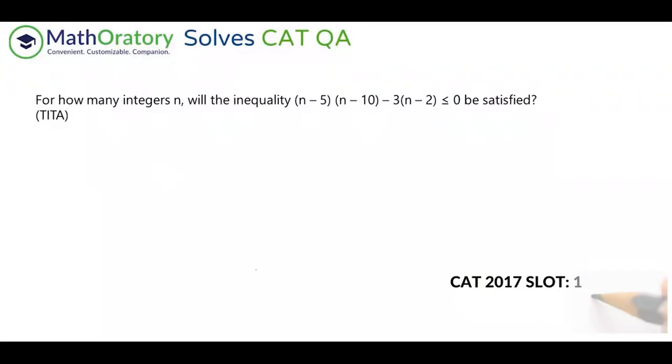Okay, so this seems like a polynomial inequality question. You're looking for how many integers n. We're looking for integers n, no positive or negative integers mentioned, so that's just an integer, for which the inequality will hold true. I'm not finding any direct shortcuts here.